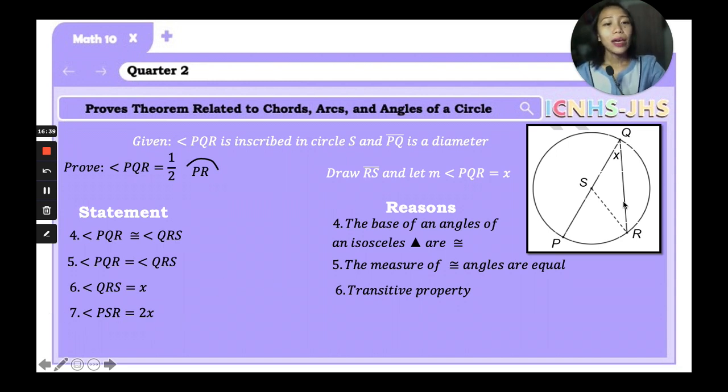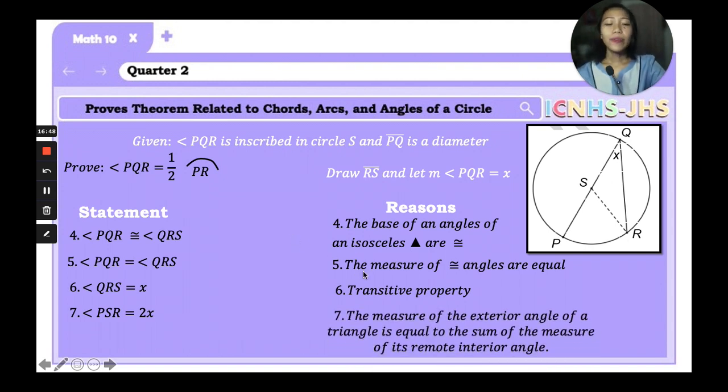Why? If you will try to see, PSR is here. PSR measures 2x. Why? That is because we know the fact that the measure of the exterior angle of a triangle is equal to the sum of the measure of its remote interior angles. So this is a property of triangles which was discussed during your grade 7 and also in your grade 8.